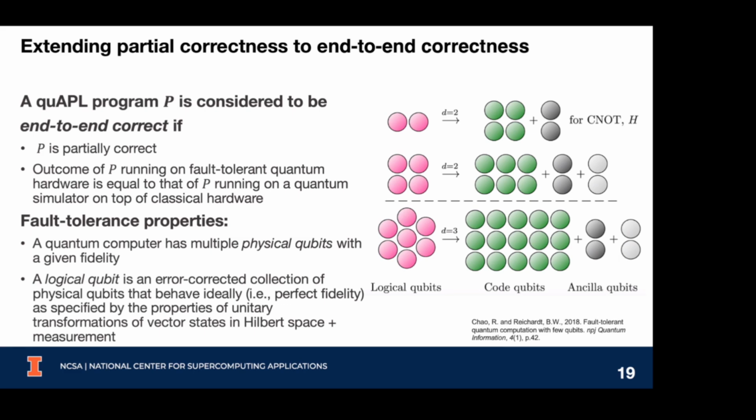So we will define end-to-end correctness. A QAPL program P is considered to be end-to-end correct if P is partially correct, as we have just defined, and also the outcome of P when running on fault-tolerant quantum hardware is the same as the output of P when running on the quantum simulator on top of classical hardware. Some fault tolerance properties can be listed, such as a quantum computer has multiple physical qubits with a given fidelity, and a logical qubit is an error-corrected collection of physical qubits, as ideally specified.